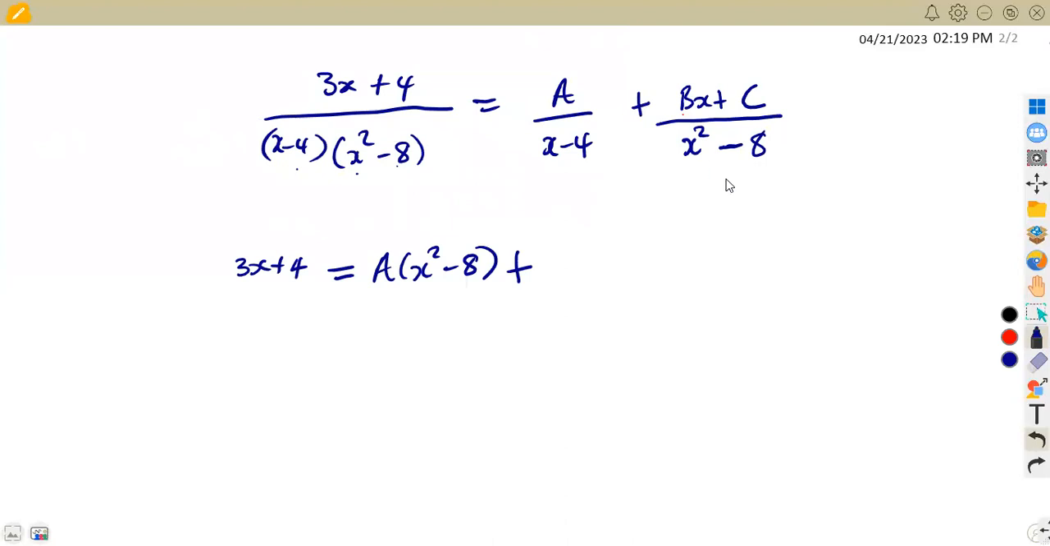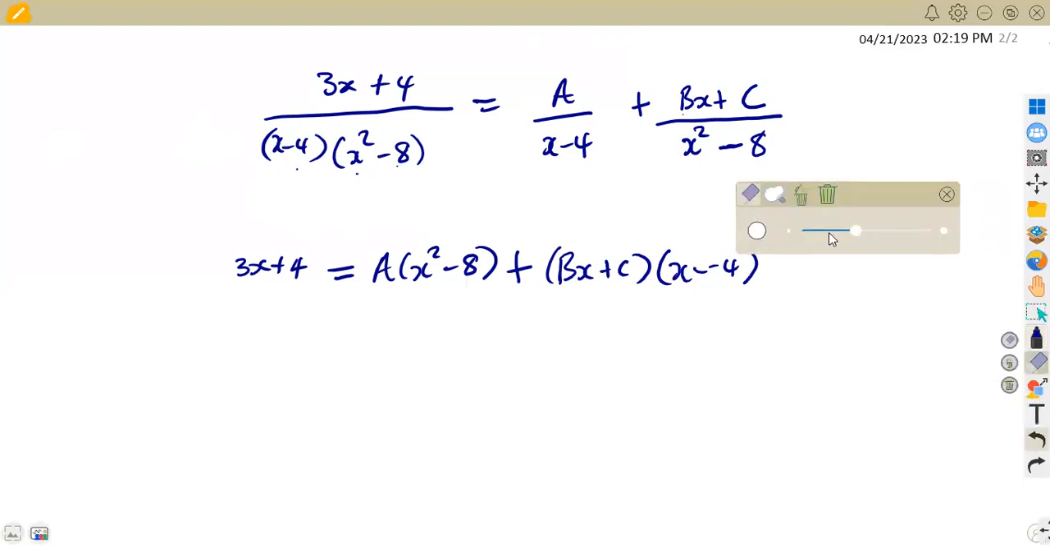Plus, we have a plus here, so it's x squared minus 8 and x squared. These two will cancel. You remain with x minus 4. So it's going to be the product of bx plus c times the factor that is remaining, which is x minus 4 in this case. All right, so this is what you're going to have.